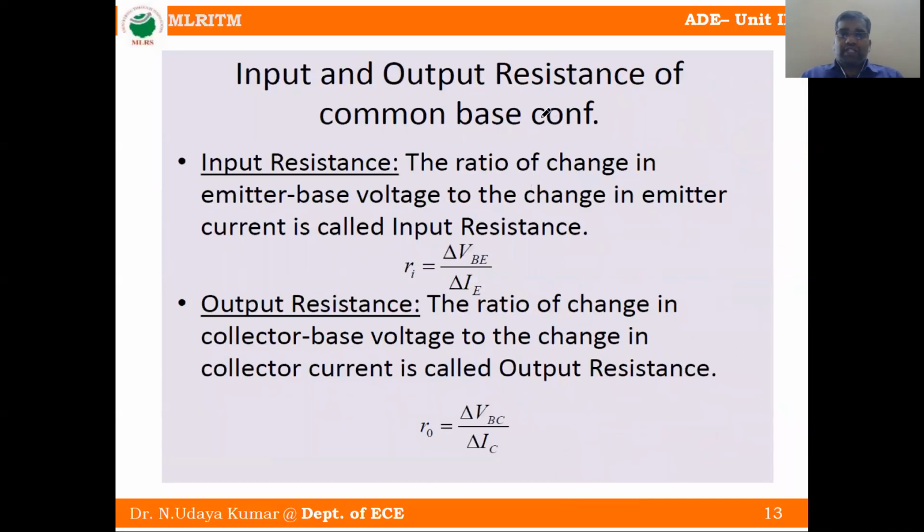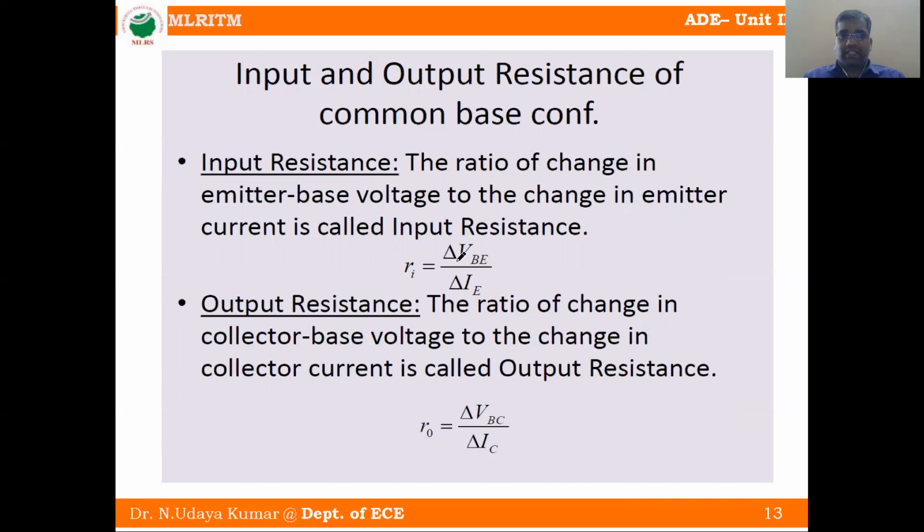So, input and output resistance of common base configuration. Input resistance is nothing but voltage by current, change in voltage by change in current. So on the input side it is the first junction voltage VBE by IE current. Right hand side, output characteristics. What is the output resistance? Output resistance means voltage by current. What is the output side voltage? Collector base junction voltage by collector current.